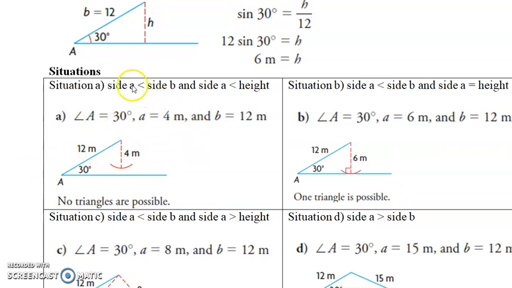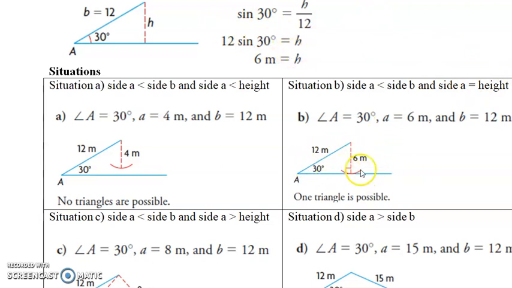Alright, so that's the scenario when side A is less than side B and side A is less than the height. Remember that we calculated the height to be 6. But if we're given side A at 4, it's not long enough. Look at situation B, where side A is still less than side B, but side A is equal to the height this time. That was what we have up here in the example of the right angle triangle.